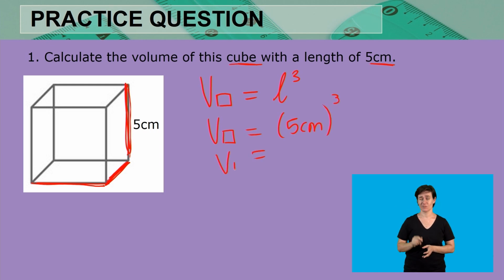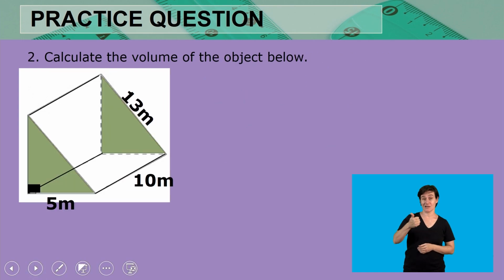And when we take 5 centimeters and we cube it, it is going to give us an answer of 125 centimeters cubed. And that is now the volume of that cube. Let's move over to our next question.